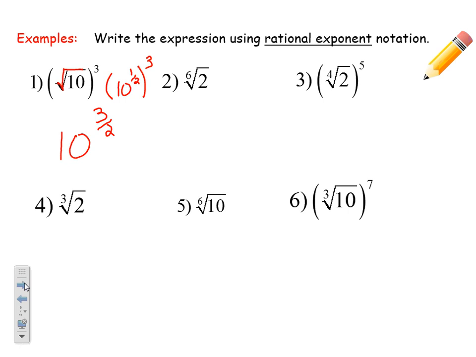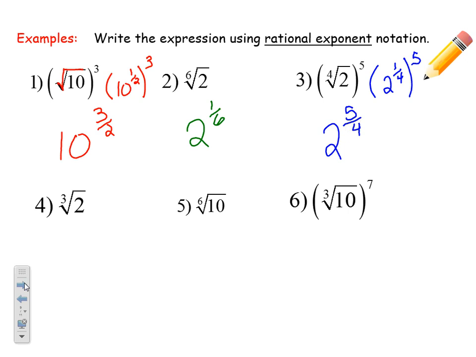Can do the same thing for this one. We have the 6th root of 2, so that can be written as 2 to the 1/6. Come over to this one, we're going to do the same thing. This is 2 to the 4th root, so we rewrite this as 2 to the 1/4. To the 5th power, now we put that 5 back in there. 1/4 times 5 is 5/4, so it's 2 to the 5/4.